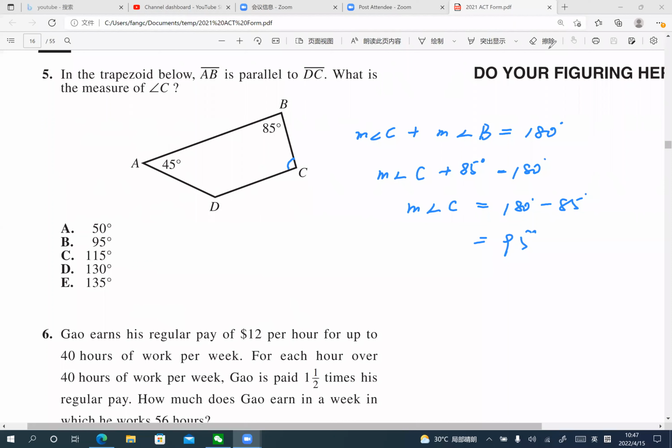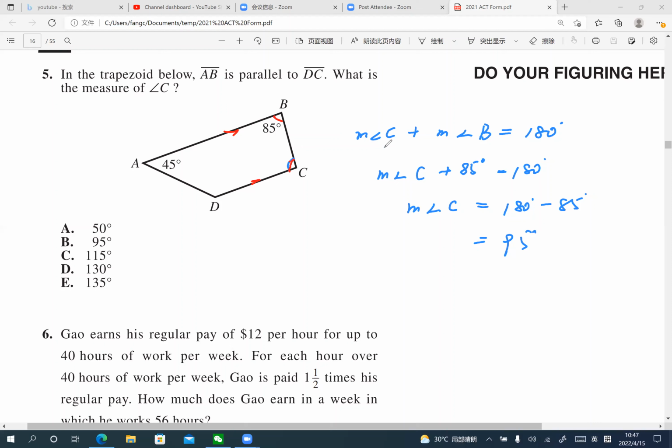Question 5. In the trapezoid below, segment AB is parallel to segment DC. What is the measure of angle C? Since segment AB and segment DC are parallel, angle B and angle C are supplementary according to the theorem. If two lines are parallel, the consecutive interior angles are supplementary.